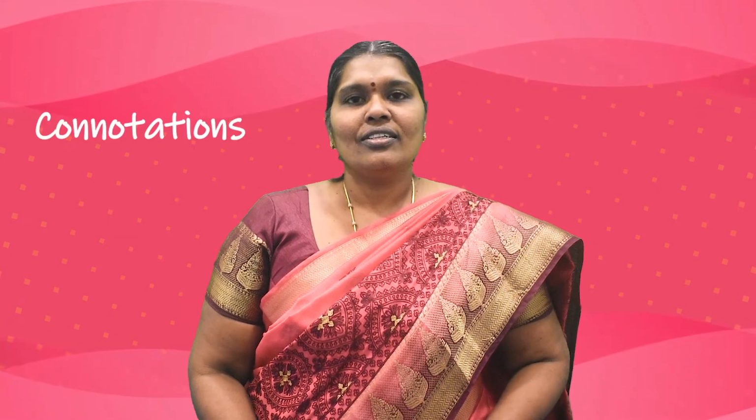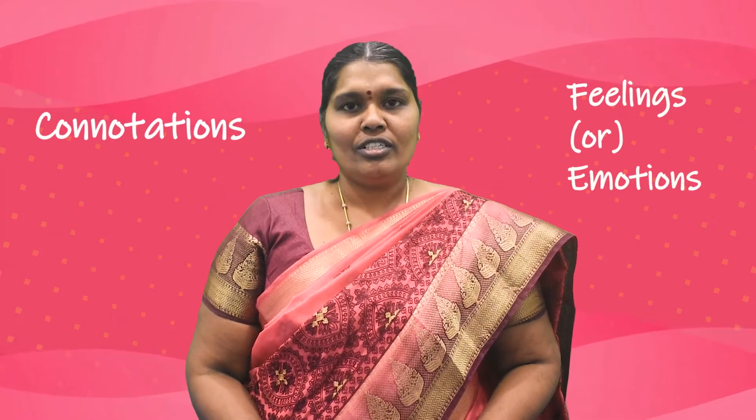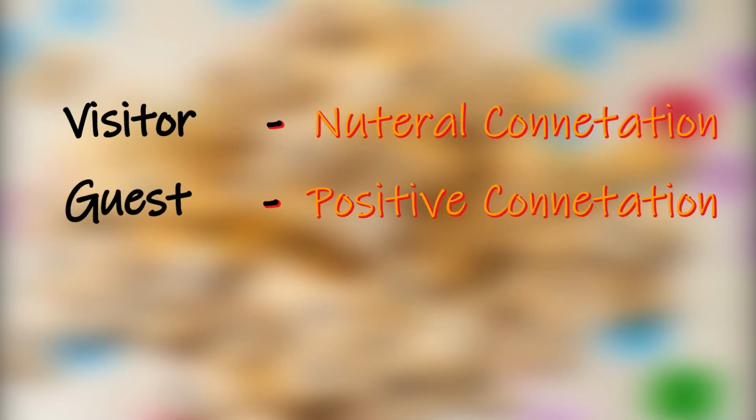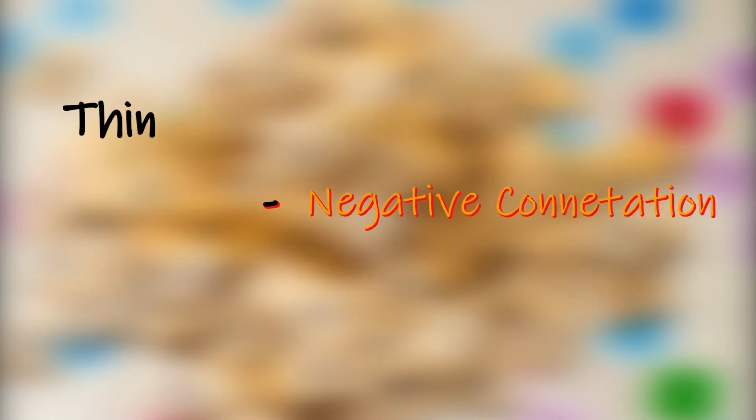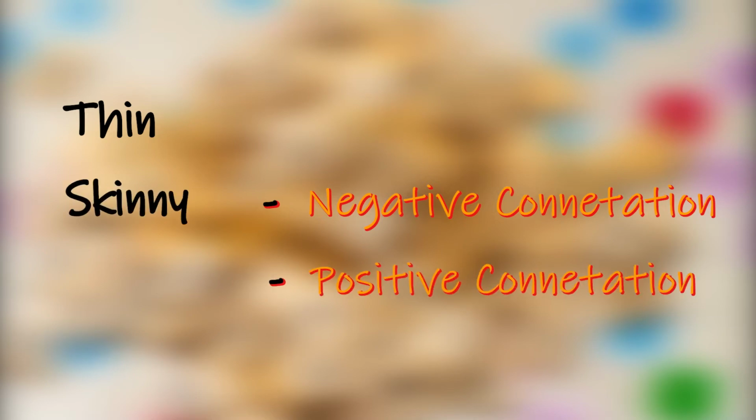Next, connotations. Connotations are feelings or emotions associated with the word. It goes beyond the actual meaning of the word and paints a picture or invokes a feeling. For example, take the word visitor. Visitor is a neutral connotation. Guest is a positive connotation and intruder is a negative connotation. In the same way, look at the word thin. The negative connotation for the word thin is skinny, whereas the positive connotation is slender.